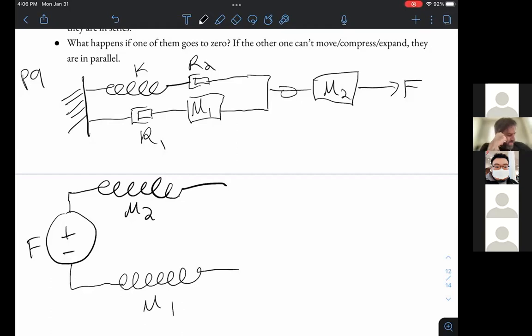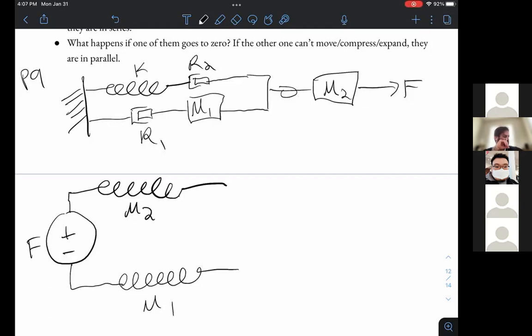What about R1? If R1 is stuck, it can't compress or expand. Could M1 move? No, it couldn't. But let's talk about K and R2. Could K and R2 still compress if R1 was rigid?